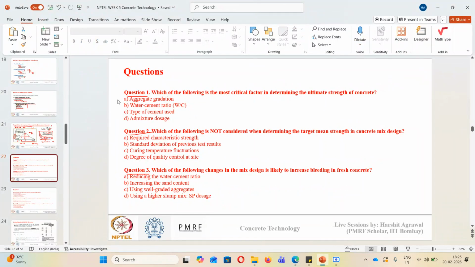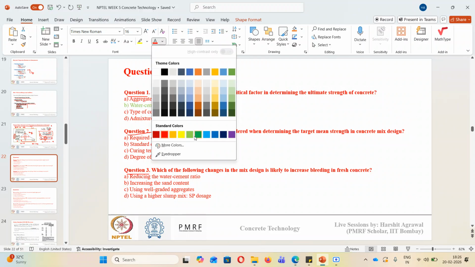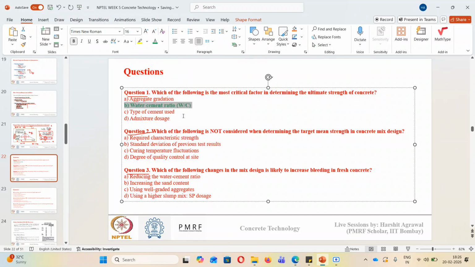Yes, the correct answer is B. So we have seen water to cement ratio. It is inversely proportional to the strength of concrete. Okay, and it is the most critical parameter for determining the ultimate strength of concrete.